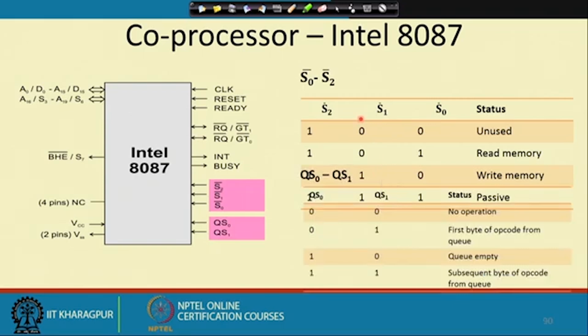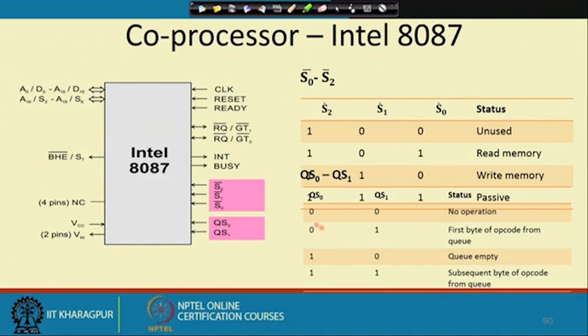Then we have the QS0 and QS1 lines. If it is 11, then the subsequent byte of opcode will be taken from the queue. If it is 10, then the queue is empty. And 01. So, these are the same as in the 8086, whatever we have in the 8086.